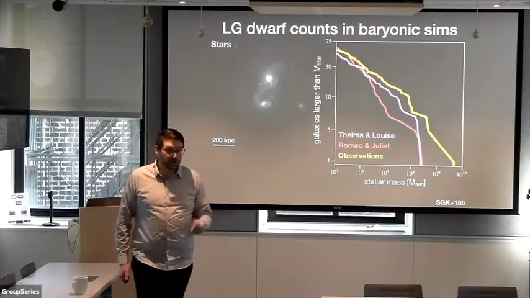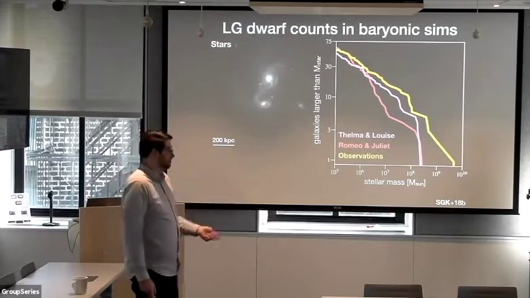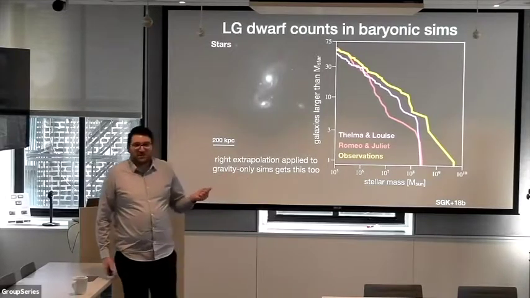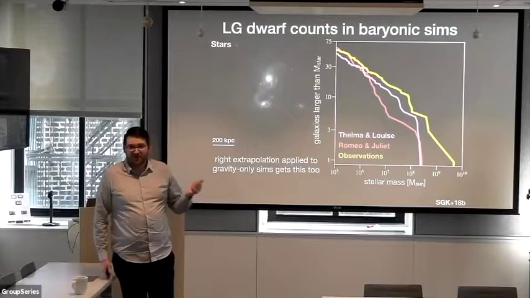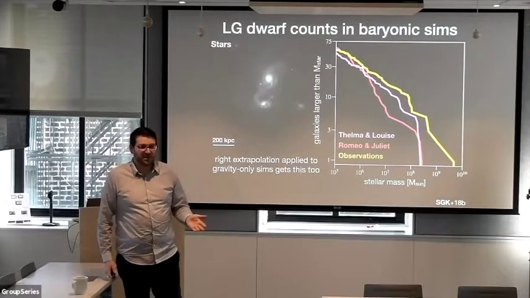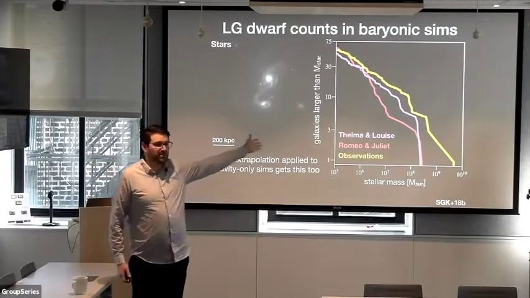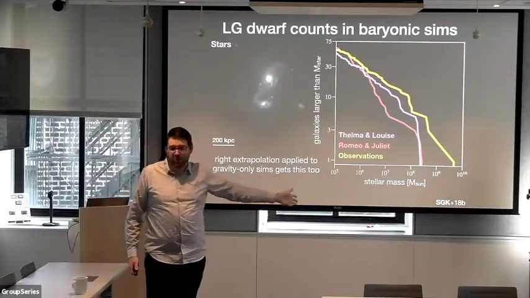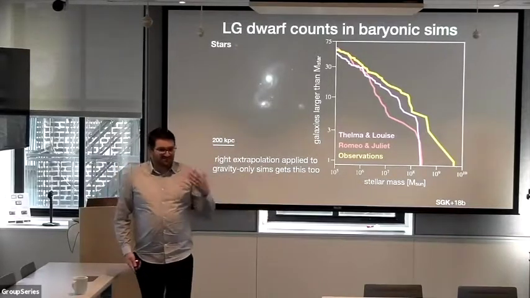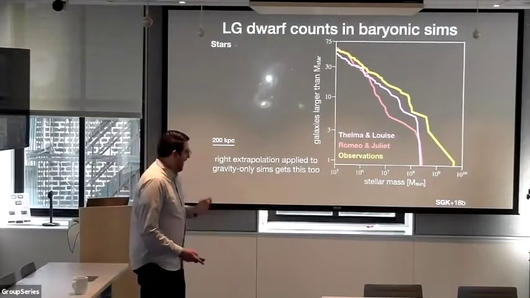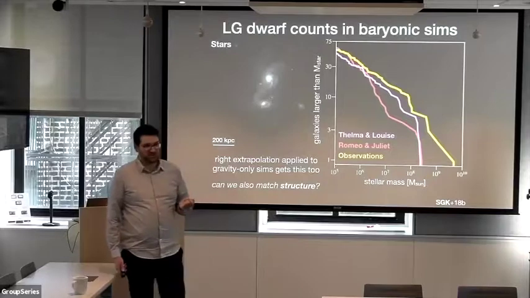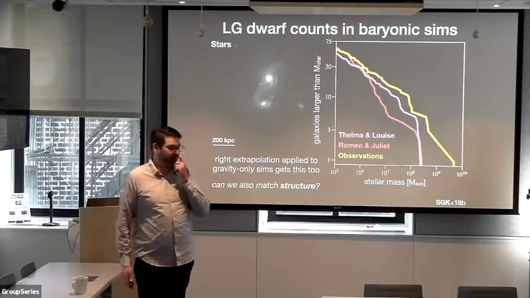So we're doing a really great job of producing dwarf galaxy counts. That said, we got this in the gravity-only simulations too, right? All you had to do was pick the right extrapolation between stellar mass and halo mass, and you were able to reproduce this plot on the left, no problem at all. And those simulations were a whole lot cheaper to run, right? So it's worth asking, we need to ask, can we also match the structure of these dwarf galaxies? Can we do everything self-consistently?